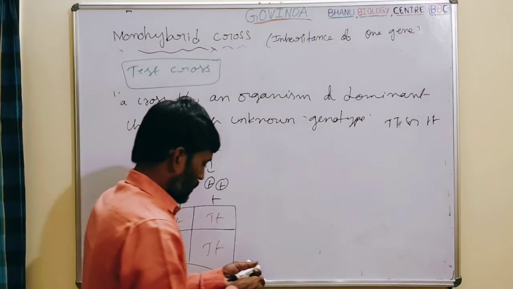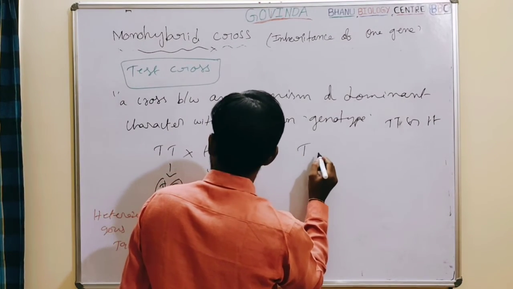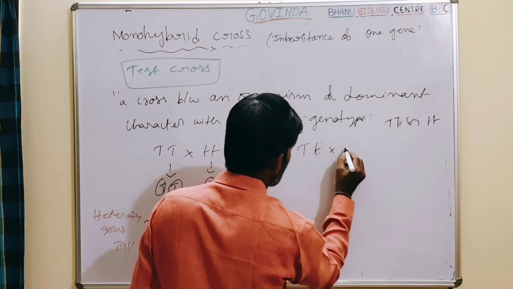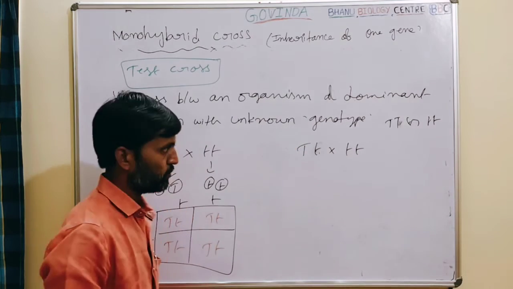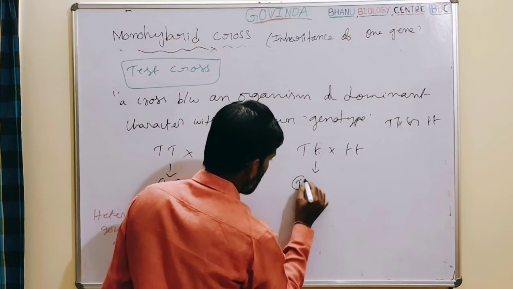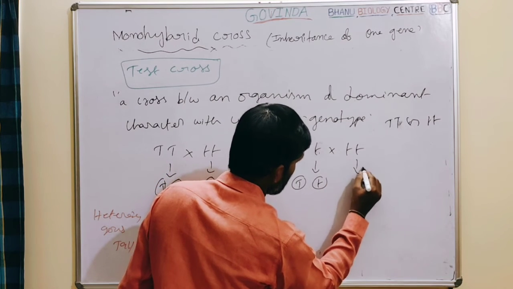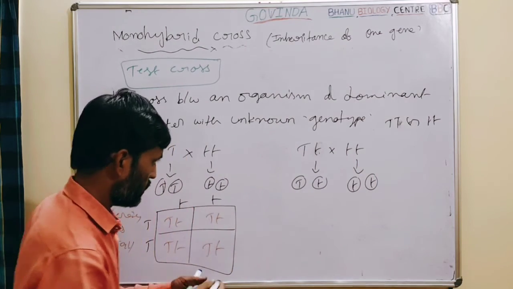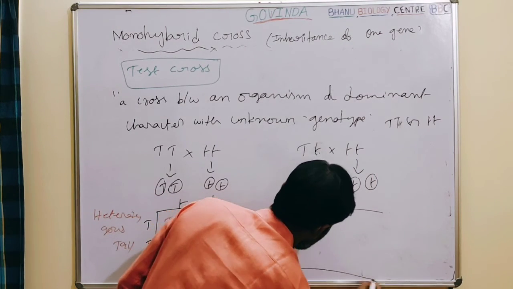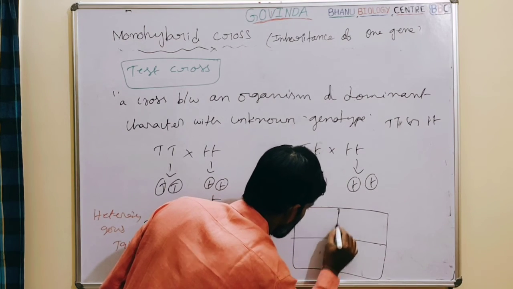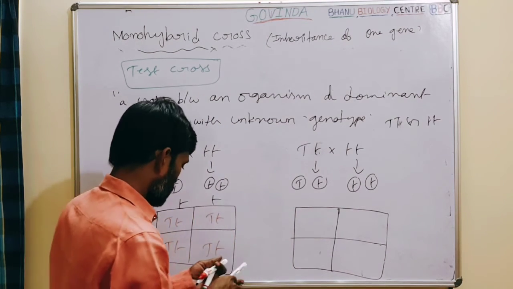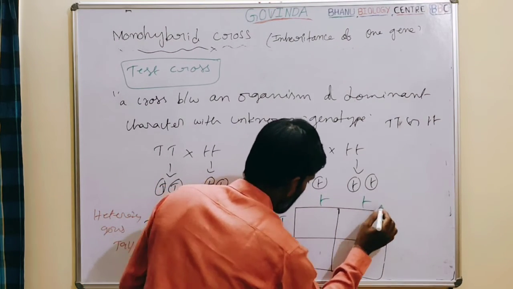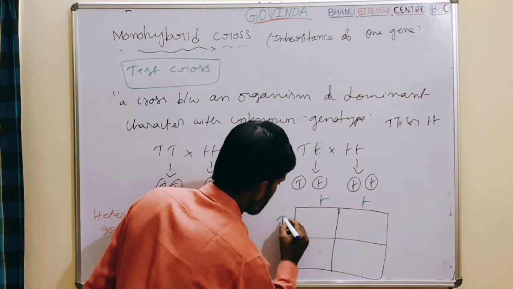Right. Now perform the same cross with the heterozygous tall and homozygous recessive. Then write the gametes: capital T, small t gametes. This plant produces all the gametes with small t alleles. Then draw the checkerboard, the Punnett square board. The Punnett square board is also called a checkerboard. Then place the gametes horizontally and vertically. Then write the results of crossing.